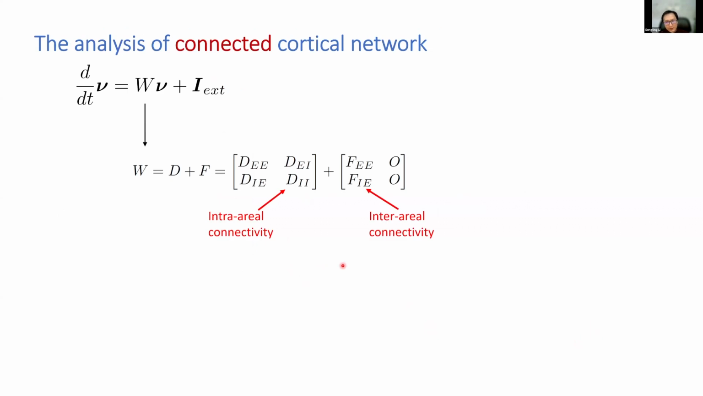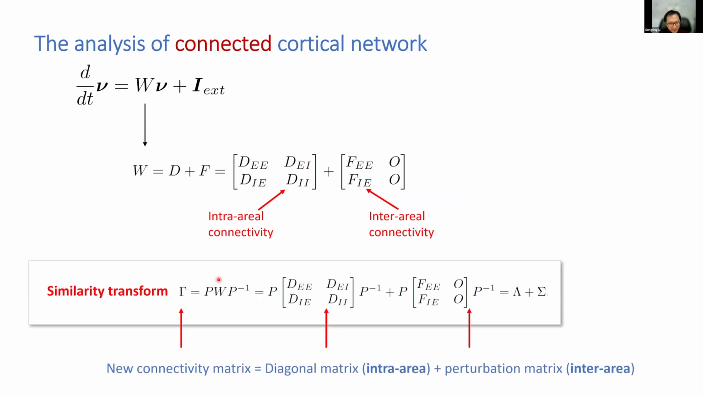So we started to think about the analysis mathematically. We first diagonalize the intra-areal connectivity by finding a matrix P. We just do a similarity transform to diagonalize this intra-areal part, so it becomes a diagonal matrix. And the long-range part becomes some other matrix, which we denote as sigma.